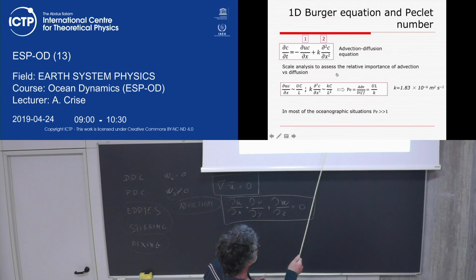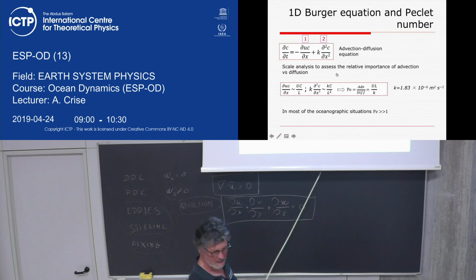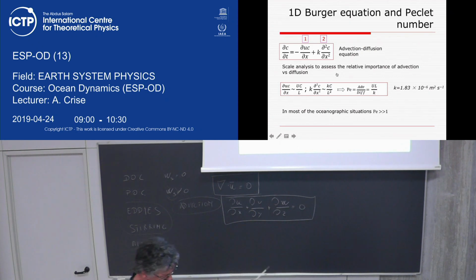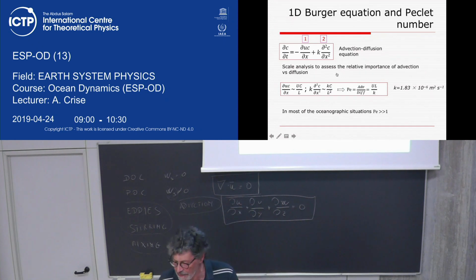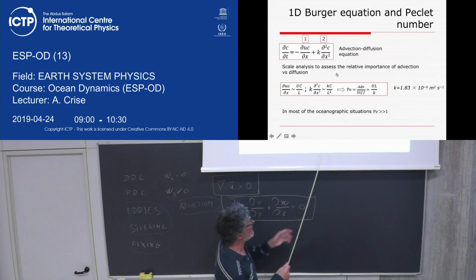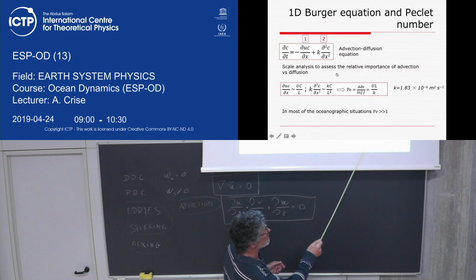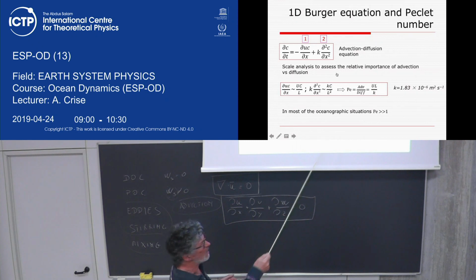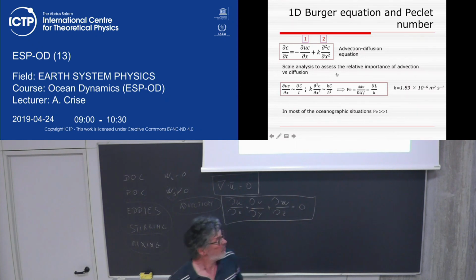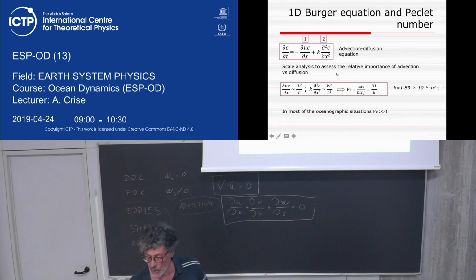If instead the Peclet number is very small, diffusion dominates. So we use again the numbers we had established before. U is 1, L is 10 to the 5, and K is 10 to the minus 6. So the Peclet number here, in the case of the ocean, is of the order of 10 to the 11. So it's much, much higher.